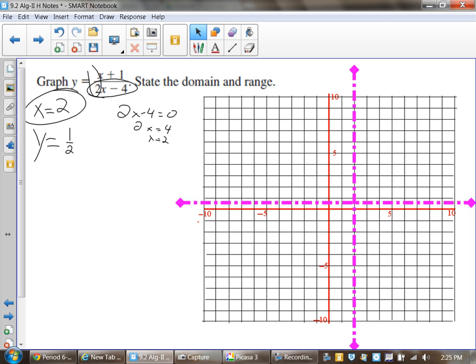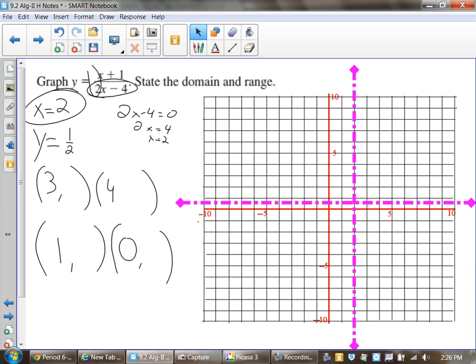And then my horizontal asymptote is the coefficients in front of the x as a fraction. 1 and 2, 1/2. Okay? And then lastly, you pick out points. If your vertical asymptote is at 2, you have two numbers to the right, 3 and 4. Two numbers to the left, 1, 0. Substitute in those values, and you're going to get your ordered pairs to plot. So you guys do 3, you guys do 4, you guys do 1, and you guys do 0.